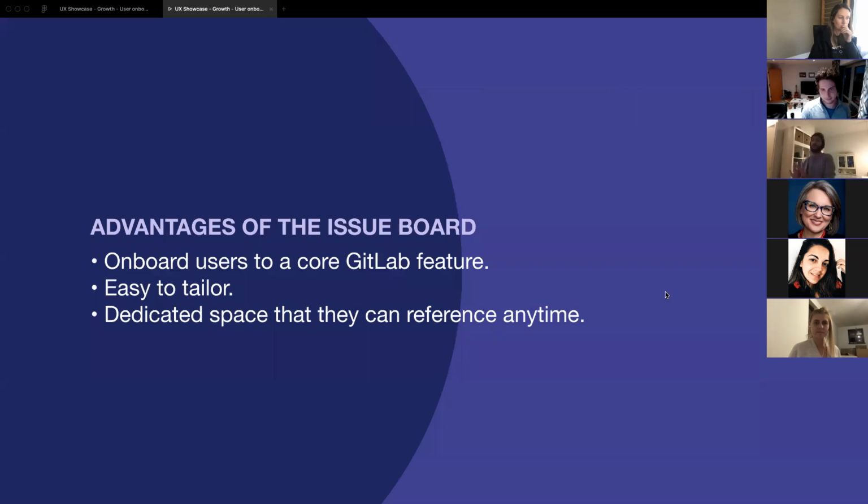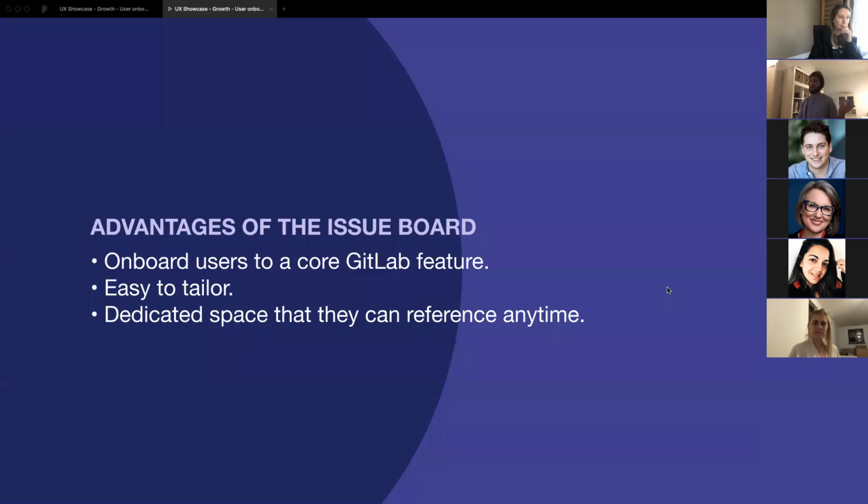Other advantages are that we would be onboarding people to GitLab using one of GitLab's core features, so dogfooding. It is also easy for us to tailor because they're issues that we can write up, move across, and remove as we want. And again, it's a dedicated space, so they can reference it anytime, or they can even share it if needed.